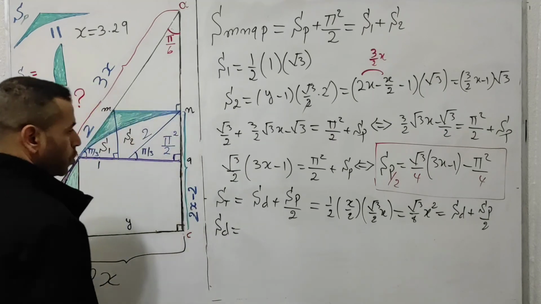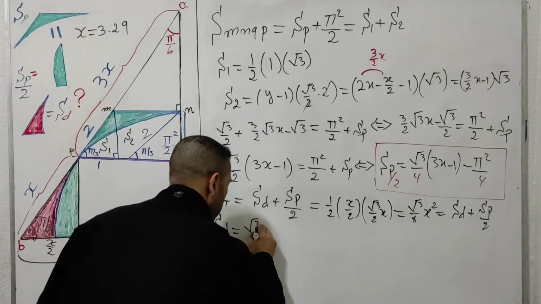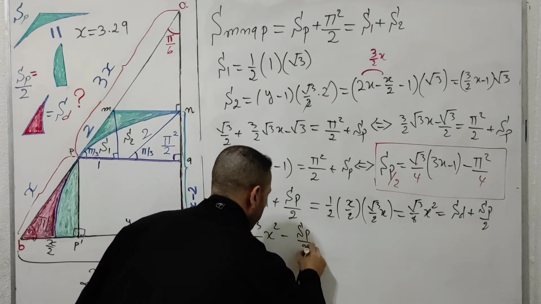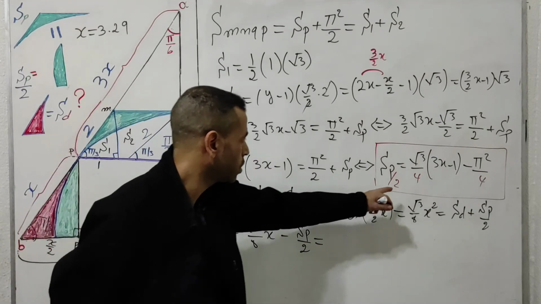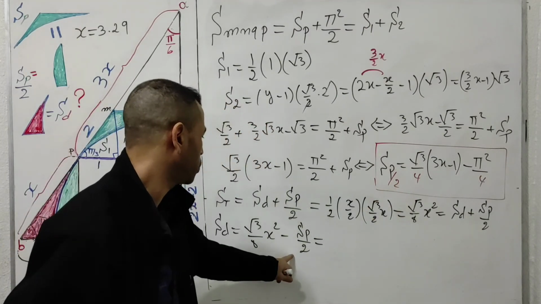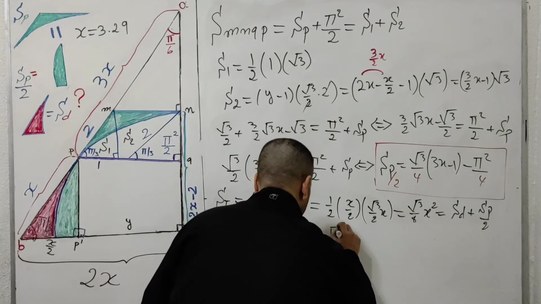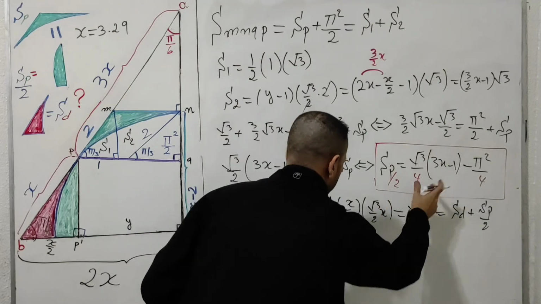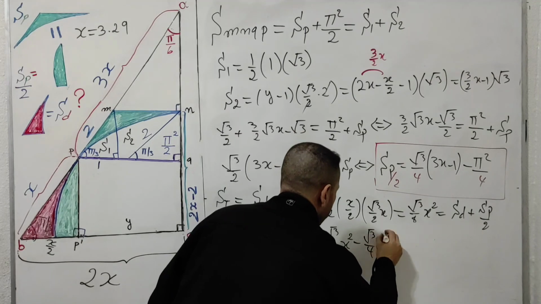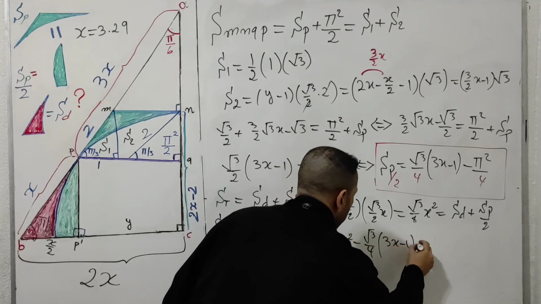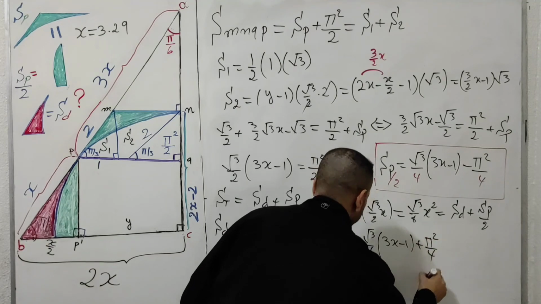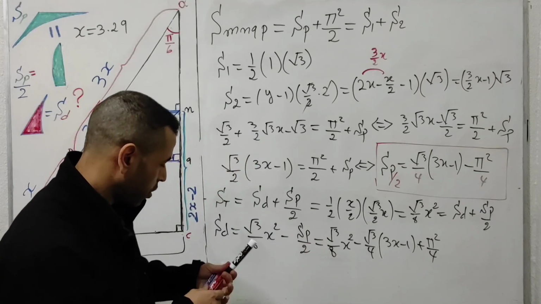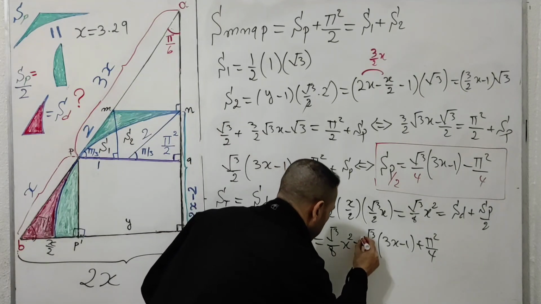The shaded area sd, which is in the red, equals square root of 3 over 8 x square minus sp over 2. So I'm going to take this value of sp over 2 and put it into this equation, giving us square root of 3 over 8 x square minus this term, which is minus square root of 3 over 4 multiplied by 3x minus 1, plus pi square over 4. Now I'm going to take square root of 3 over 8 as a common factor by multiplying this one by 2.